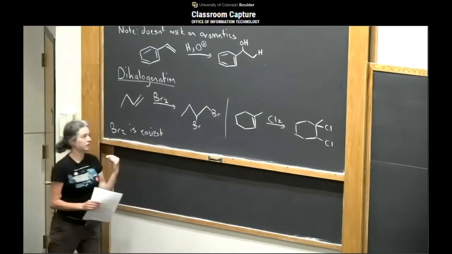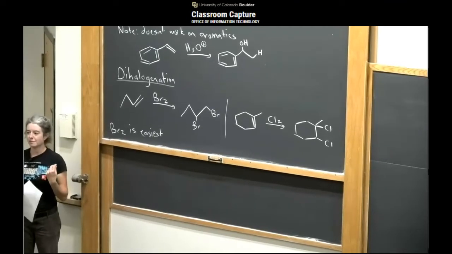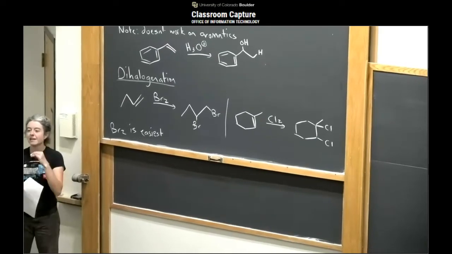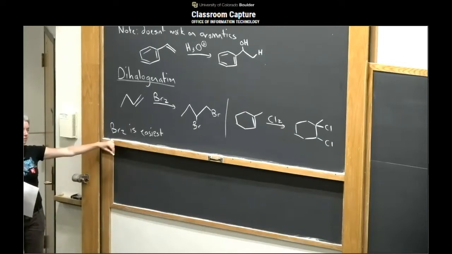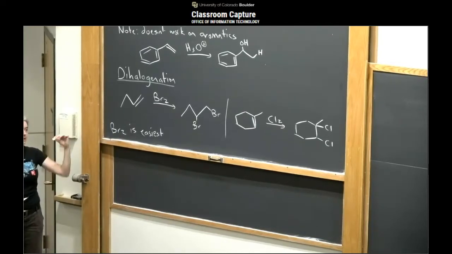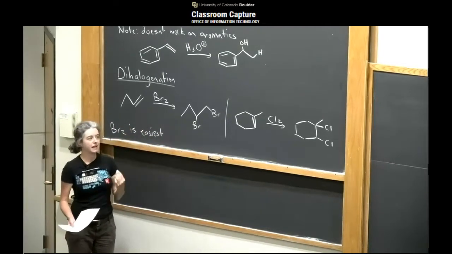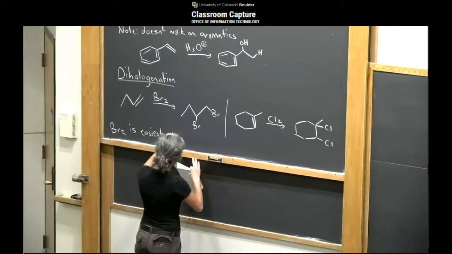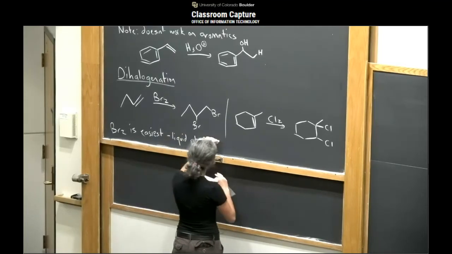Does anyone know what elemental pure bromine looks like if you're dealing with it in the lab? Yeah, it's a dark brown liquid. So it's pretty corrosive, but it's a lot easier to weigh out than chlorine, which is a yellowy green gas. So if you're doing this in the lab and you just have to dihalogenate something, bromine's the way to go. So it's liquid at room temperature.